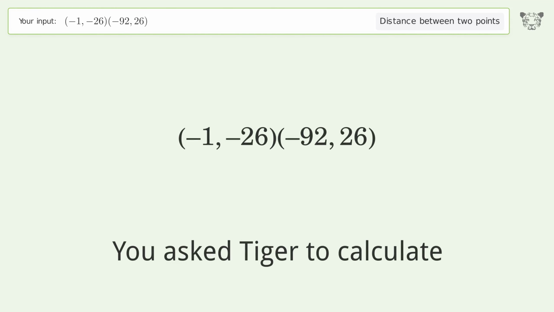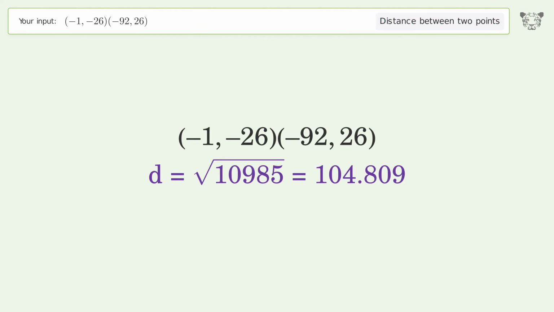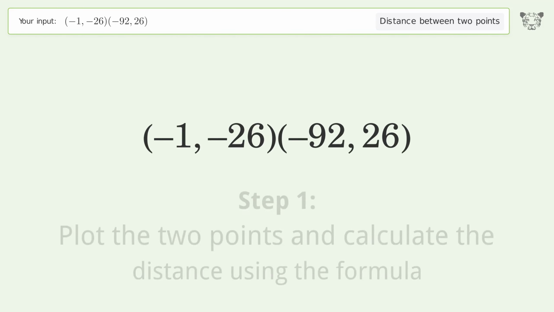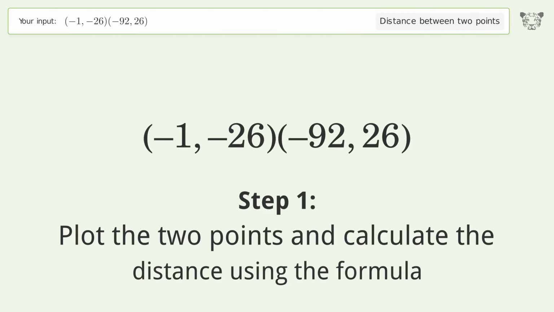You ask Tiger to calculate. This deals with the distance between 2 points. The distance between the 2 points is the square root of 10,985 or 104.809. Let's solve it step by step. Plot the 2 points and calculate the distance using the formula.